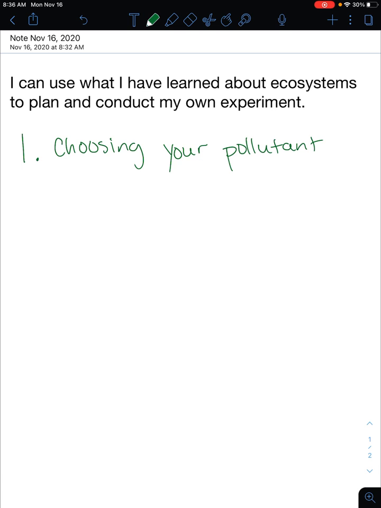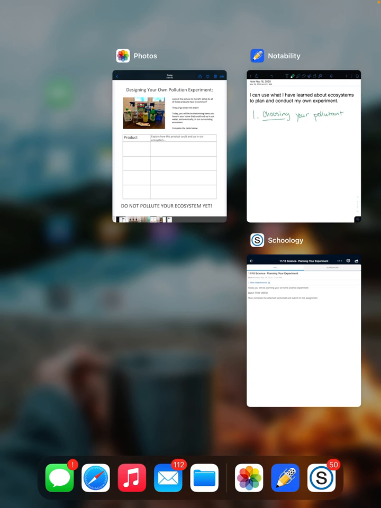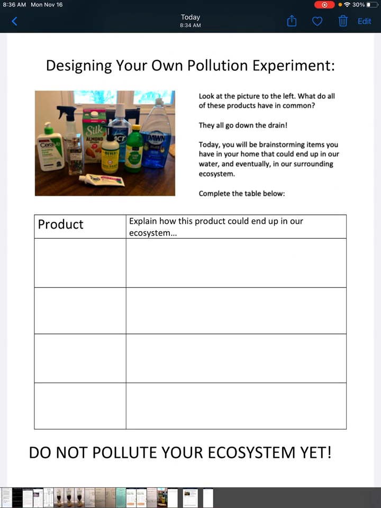The first step to planning your own experiment for your terrarium or ecosystem at home is to choose which pollutant you will be experimenting with. On Friday, you completed this worksheet. It's titled Designing Your Own Pollution Experiment. And on this worksheet, you found 4 different products within your home and thought about how those products may end up in our ecosystem as a pollutant. Step 1 for today is to choose one of those products that you will be using for your experiment.